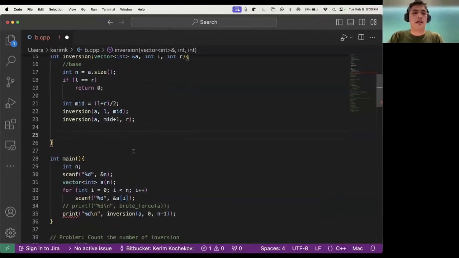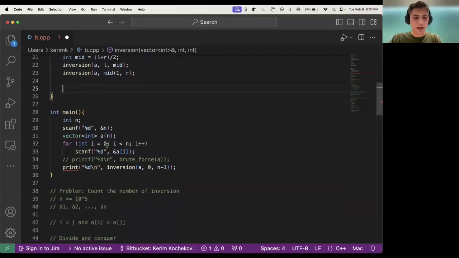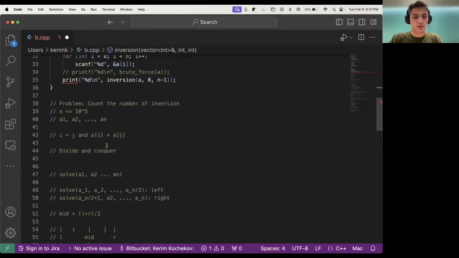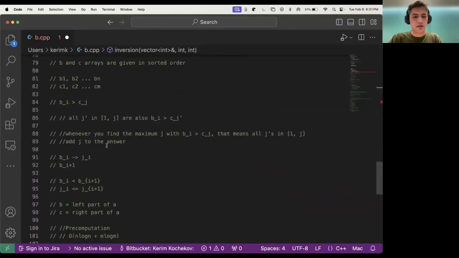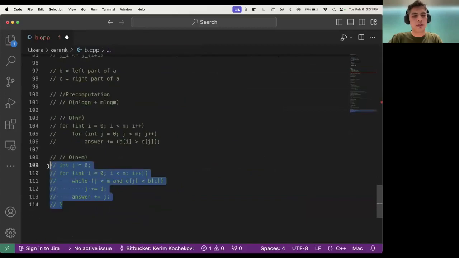We just assume that we count the number of inversions in the left part and the number of inversions in the right part separately. Now it's time to count the number of inversions with i in the left part and j in the right part. And we want here that both left and right parts are already sorted inside. So those are the requirements for solving the problem here, and we'd like to use the following algorithm that we have implemented here.